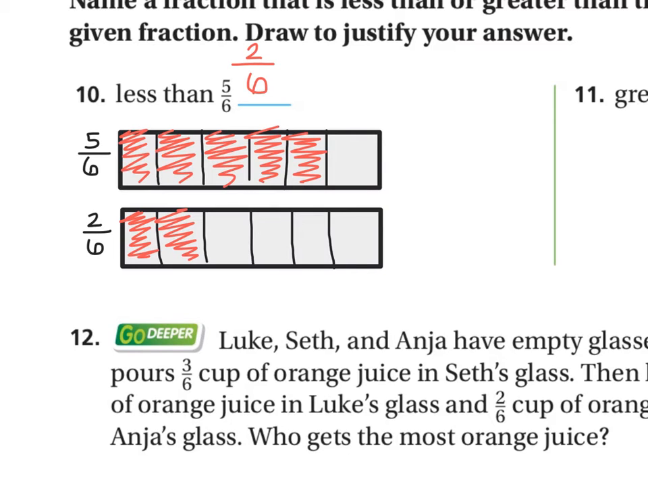So if we look here at my model, notice how both of my wholes are the same exact size. We cannot compare fractions if the wholes are not the same size. So I split both of these into sixths. This first fraction bar shows 5/6. Second one shows 2/6. We can clearly see, this is a visual problem now, that 2/6 is a lot less than 5/6. Make sure you had both a fraction and you drew a model with the same size wholes.